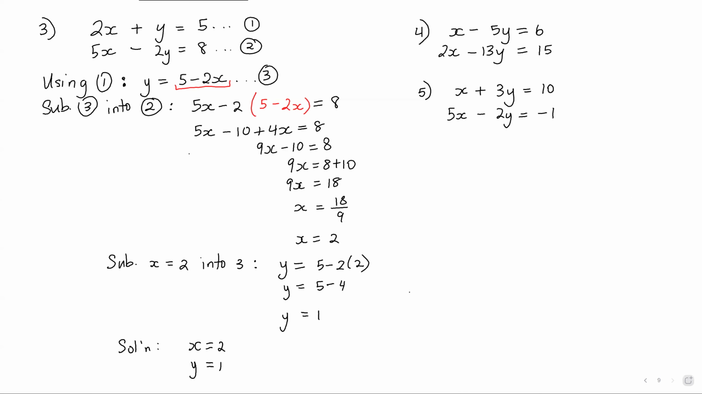Right, I'm going to go on a new slide. So the first one, number 4, is x minus 5y is equal to 6, and then 2x minus 13y is equal to 15.